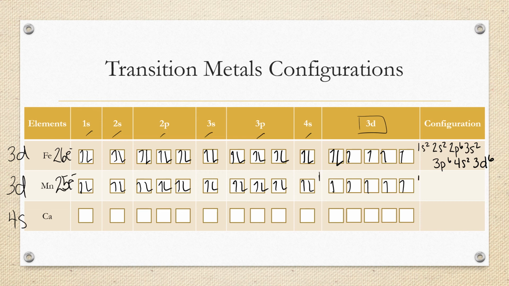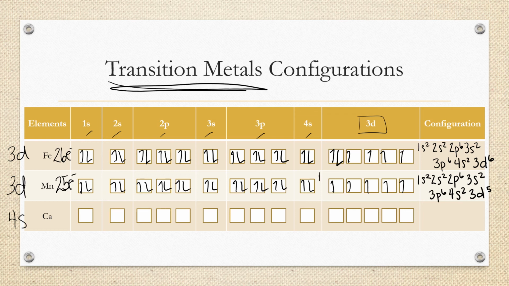Now, writing the full configuration here, it's 1 less than iron, so I'm still doing the same thing. 3p6, I pass through the 4s to get to 3d5. So that's how I would write those configurations for my transition metals.